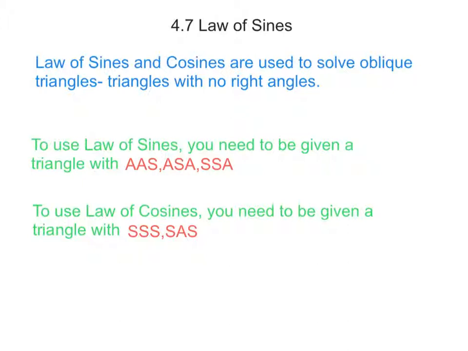To use the law of cosines, you need to be given side, side, side, which is three sides, or side, angle, side, which is two sides and an angle in between.